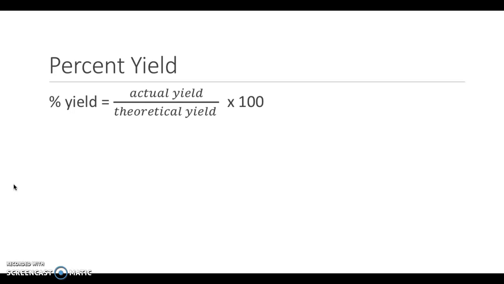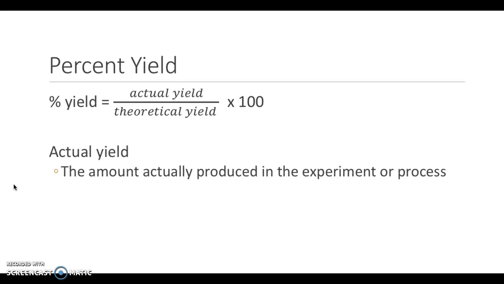Let's go through what actual yield means and what theoretical yield means. Actual yield is just what it says. It's the amount that's actually produced in the experiment. For instance, in the lab that we just did, the one where we made copper, it would be the amount of copper that was actually produced. After you dried the copper in the oven, or I dried it for you and gave it back to you and you massed it, that's your actual yield.